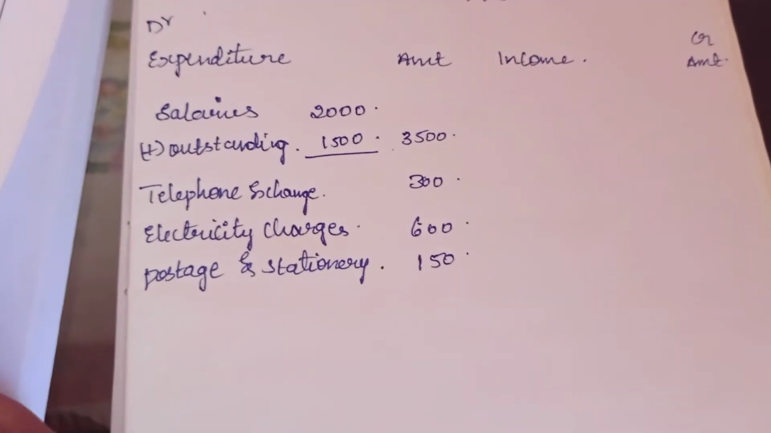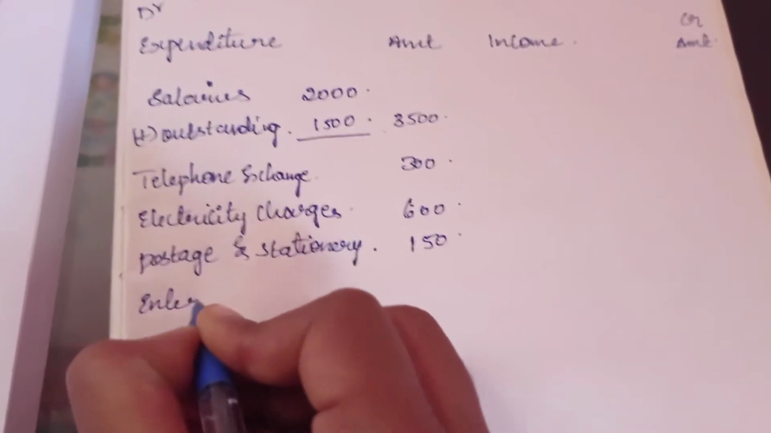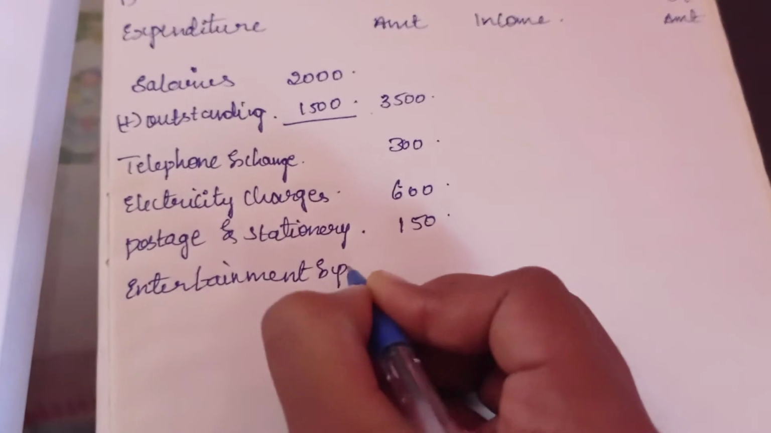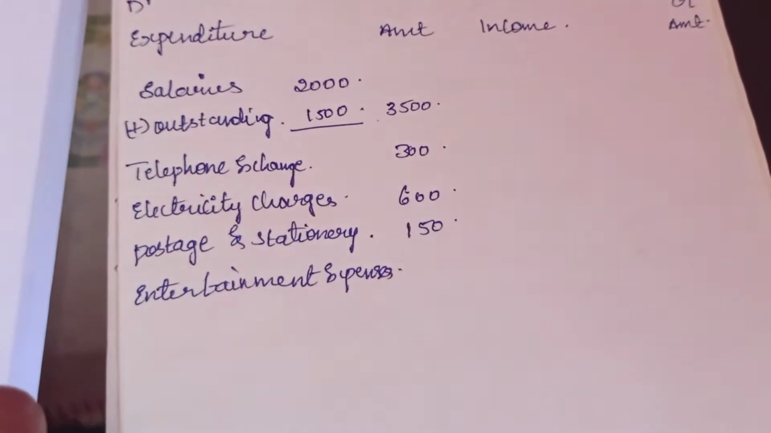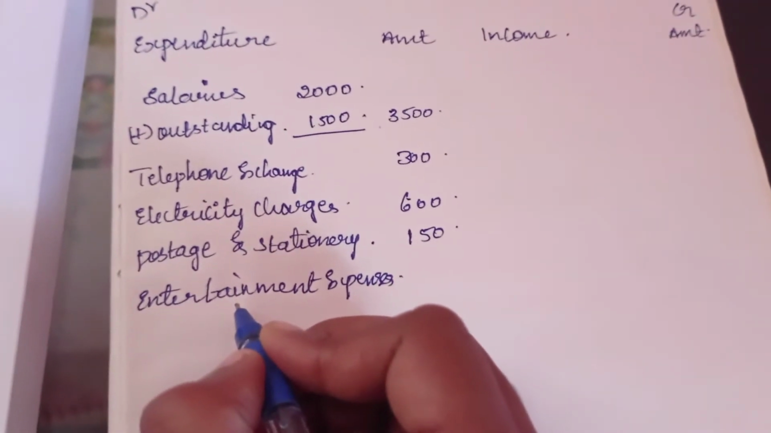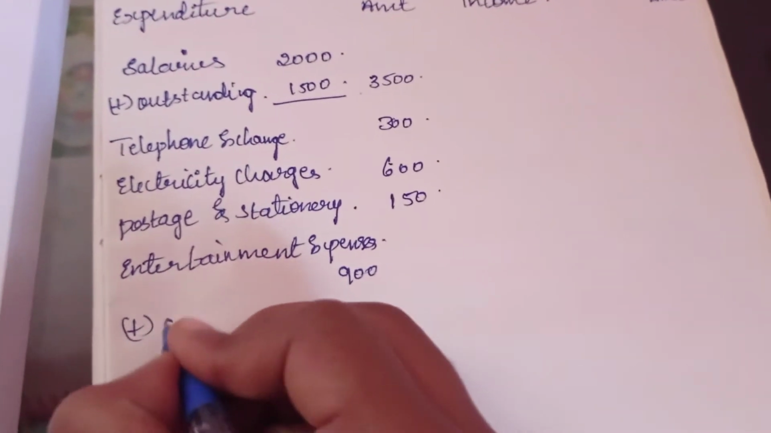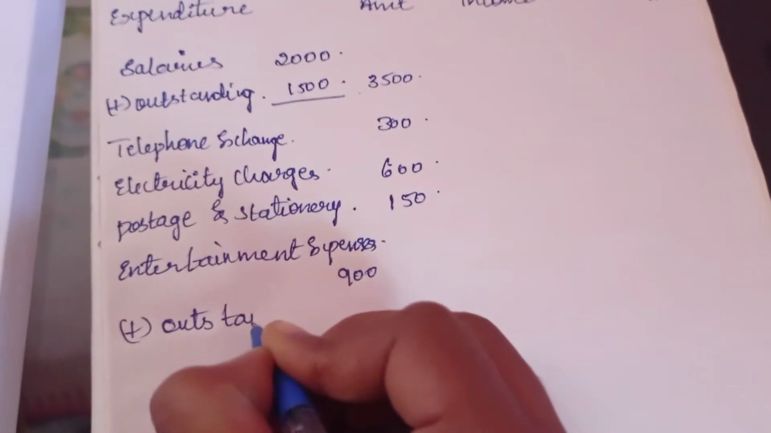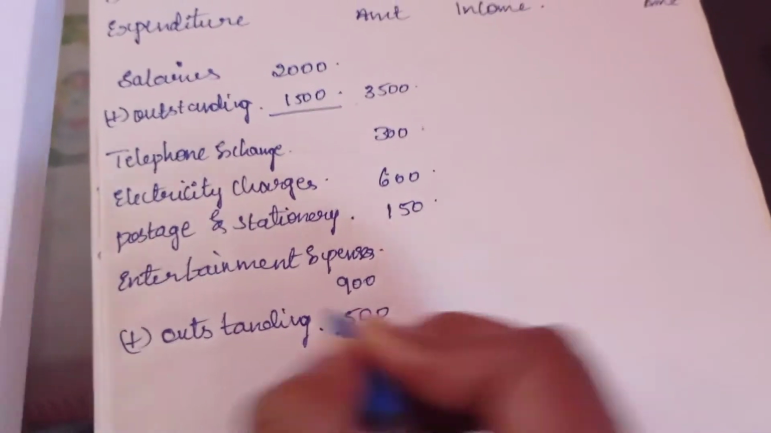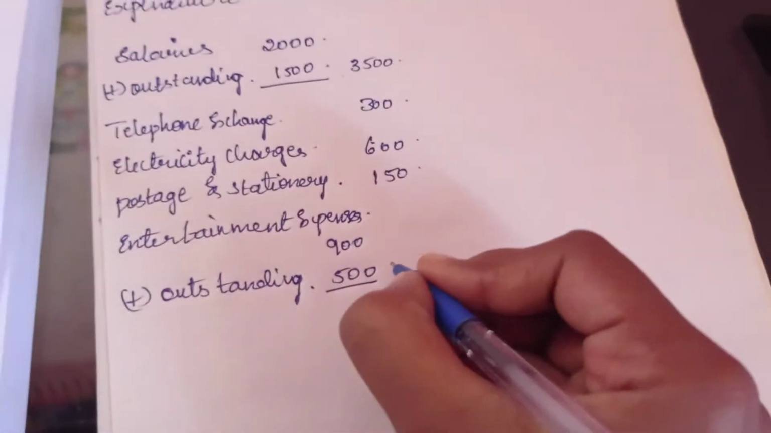The next item is entertainment expenses. See the additional information. For the entertainment expenses, they have given the outstanding. So entertainment expense is 900 rupees. So add the outstanding for it which is given in the additional information. They have given 500. So add 900 plus 500 is 1,400.